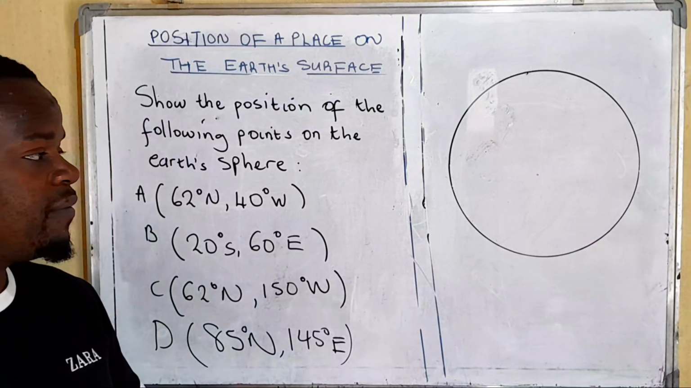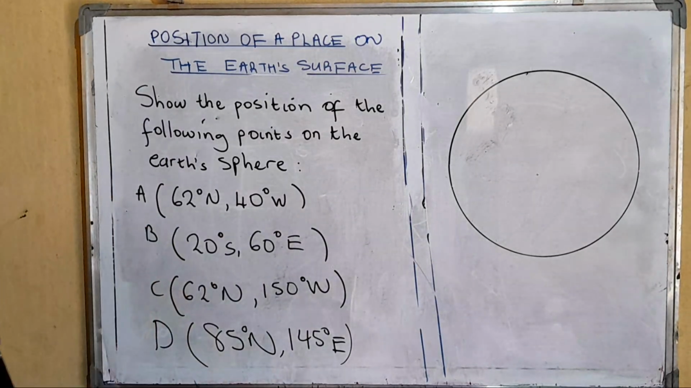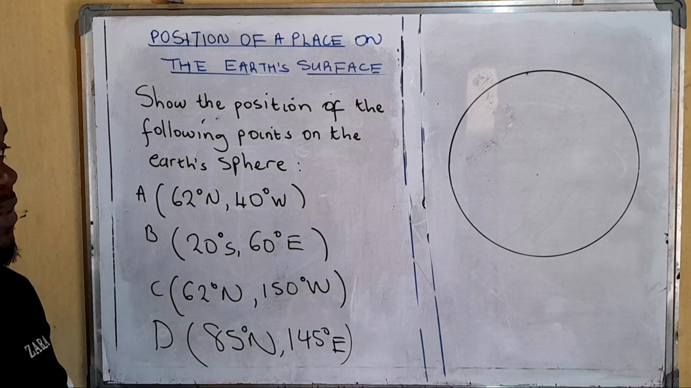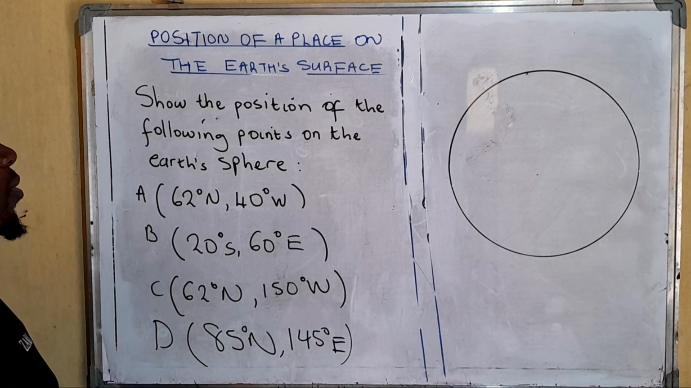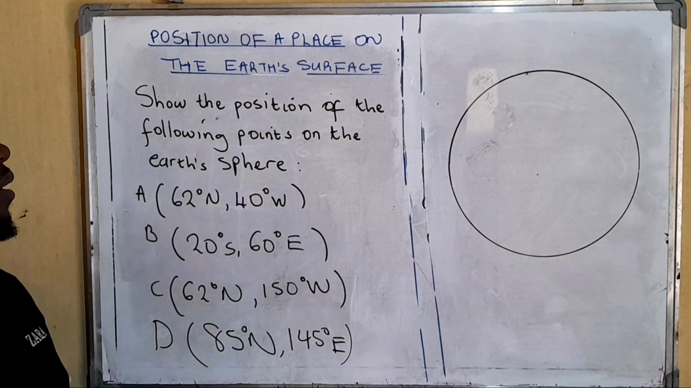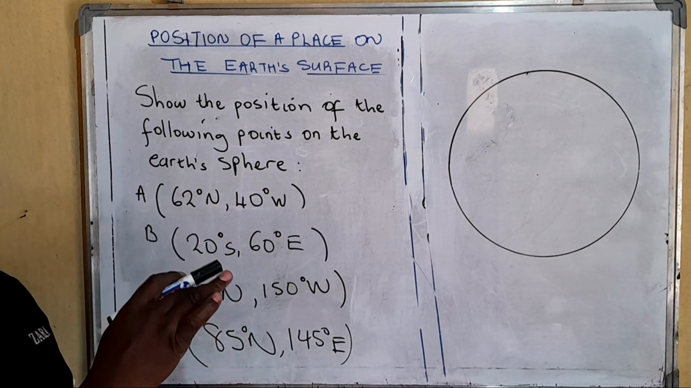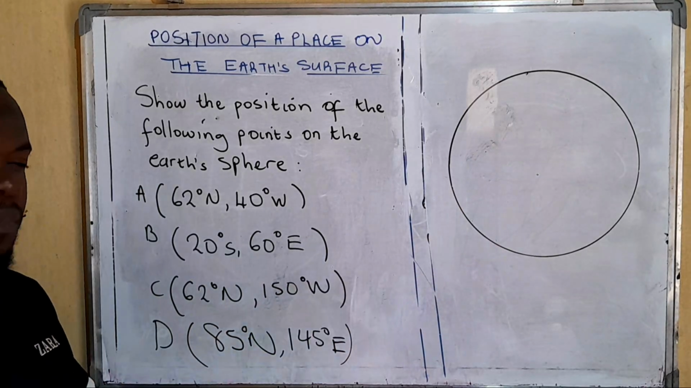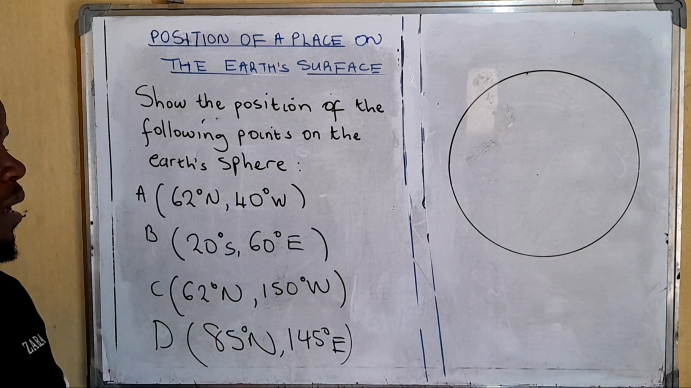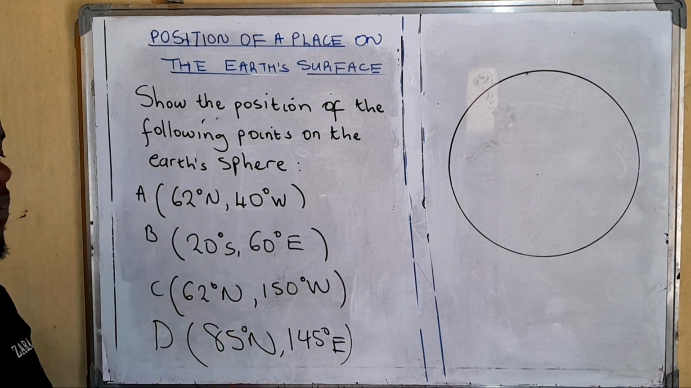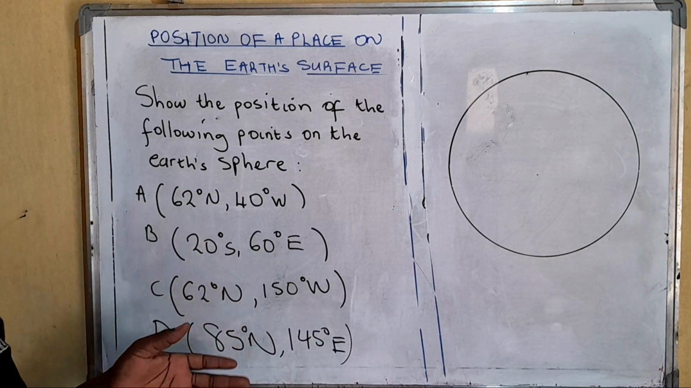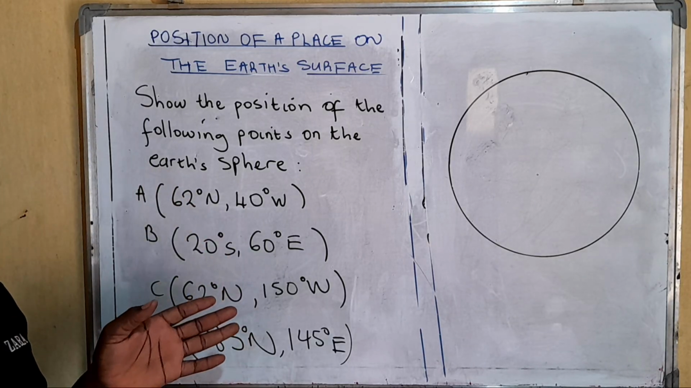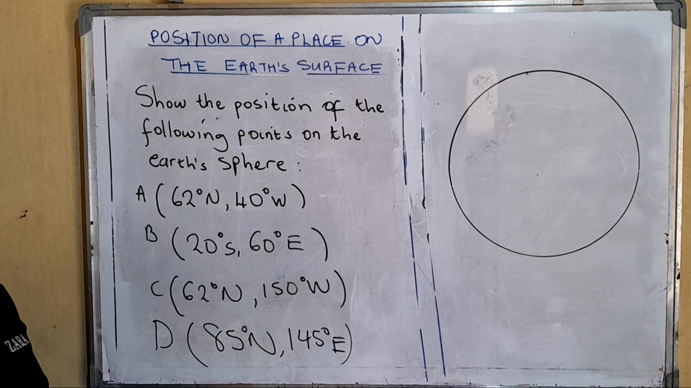So what we have are the coordinates indicating the places and their locations on the Earth's surface. Then what we are expected to do is to show the position of the points on the Earth's surface. So that's what we have there. And I'm going to be showing you how to do that. So let's look at, first of all, the degrees of the latitudes as well as the longitudes that we have.